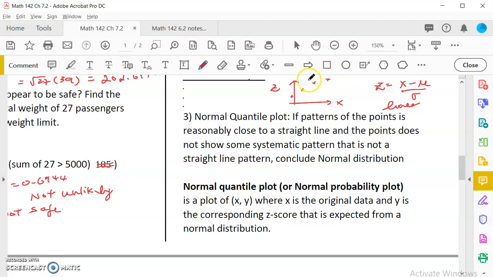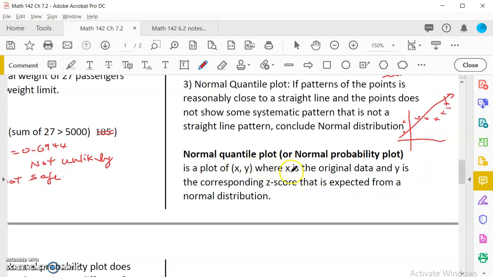If the points are along a line, if they're close to a straight line because of the linear relationship, then we say it could be normal. But if the points have some systematic pattern that is not a straight line, I didn't have an example of those, like they are far away or have some wavy pattern, then even though they are close to a line, if there's some systematic pattern, we say they are not normal distribution. The plot is called a normal quantile plot.